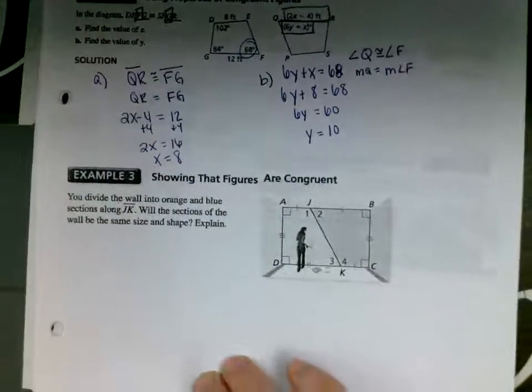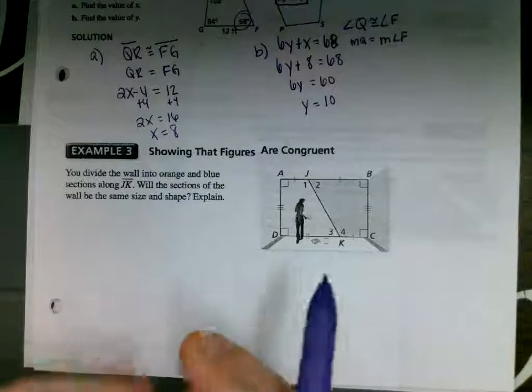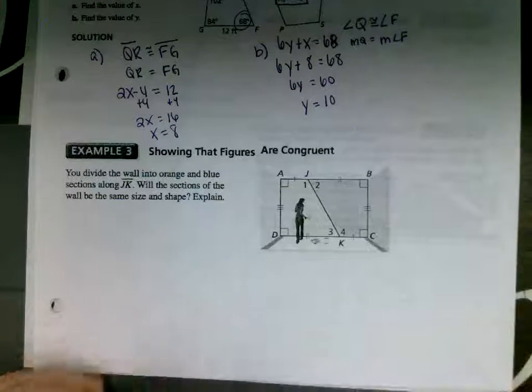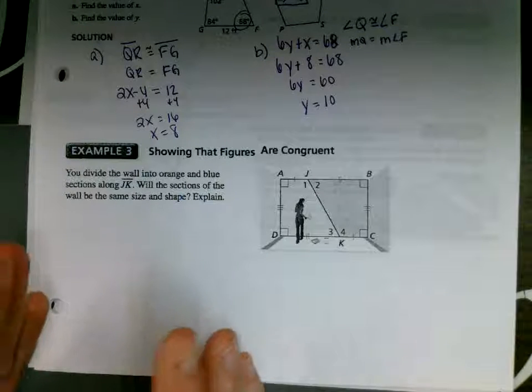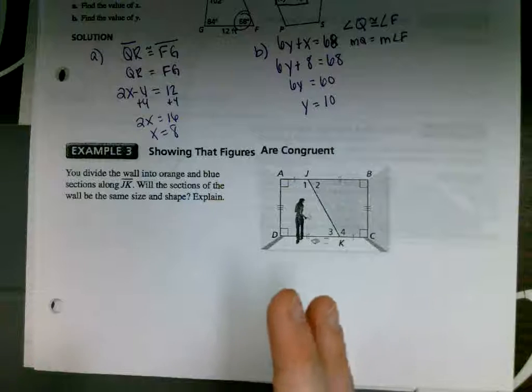Okay, so the next one, example 3, it says you divide the wall into orange and blue sections along segment JK. You can't see the orange and blue here, but you can tell one is significantly darker than the other. So we'll say this one is orange and this one is blue. Doesn't really matter. Will the sections of the wall be the same size and shape? Explain.